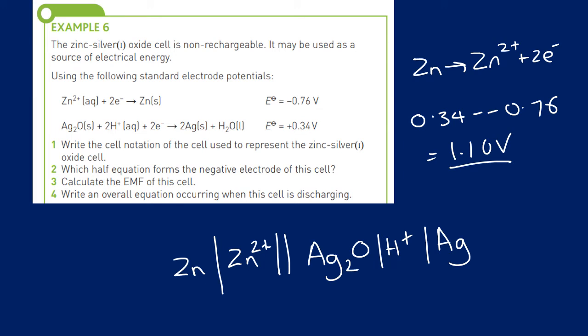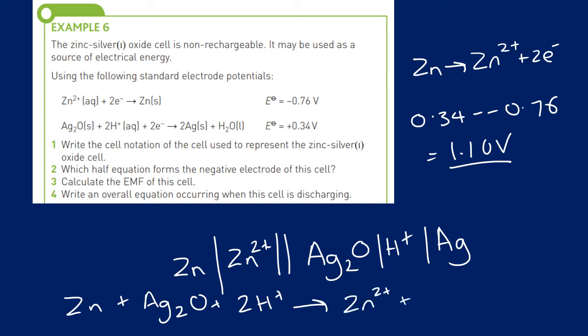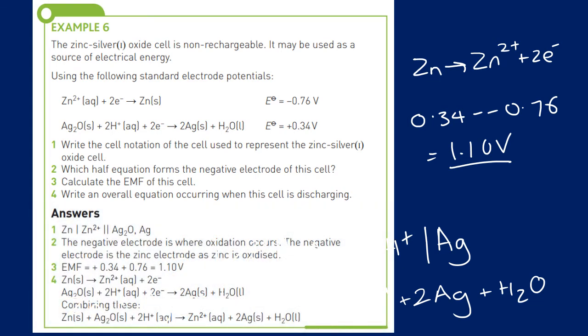And write an overall equation for when the cell is discharging. So we're going to have to combine the two half equations here. Don't need to multiply them through. We can just go Zn plus Ag2O plus 2H plus goes to Zn2 plus, 2Ag plus H2O. Any simplifying? No. Done. Check the answers there.